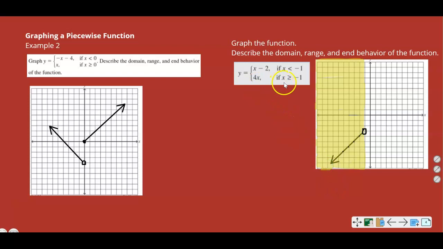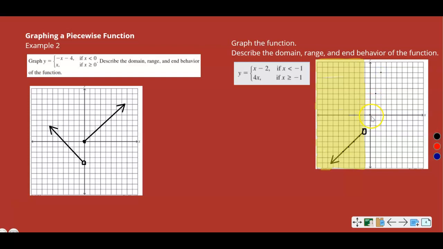And then I'm going to graph the second piece of the function. So this one says if x greater than or equal to -1. So you can see this one has a slope of 4 and a y-intercept of 0. So we know there's a point here. I can put a point here, but I need to go all the way as far as x greater than or equal to -1. So I'm going to use my slope. I'm going to have a positive 4 slope. So I'm going to go 1, 2, 3, 4, rise 4, run 1.